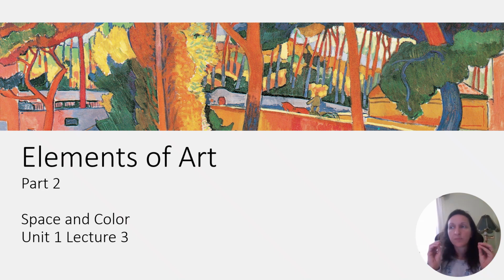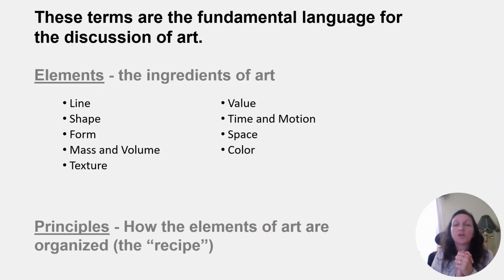We're just going to jump right in. All right, so we're talking about the fundamental languages of art, right? So these are kind of like the building blocks, the ingredients of art. We talked all about line, shape, form, mass, all of those previously. Today we're talking about space and color, and then next lecture we're going to talk about the principles, which is how these elements of art are arranged.